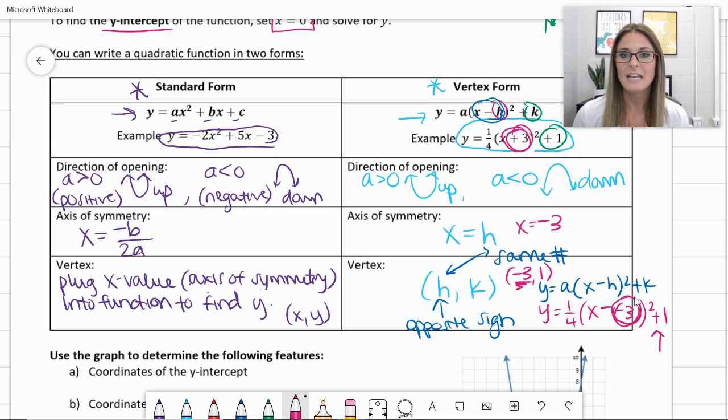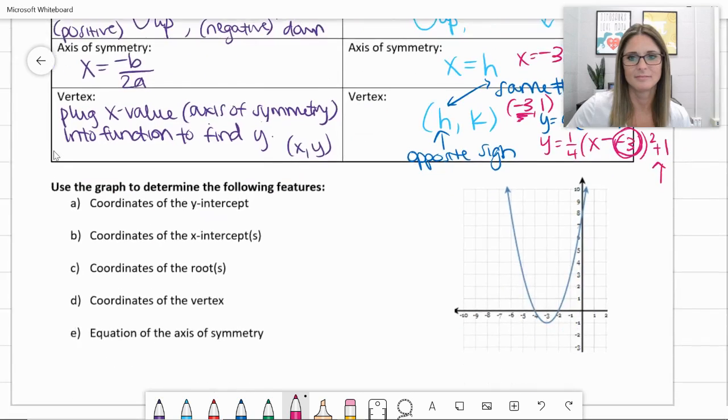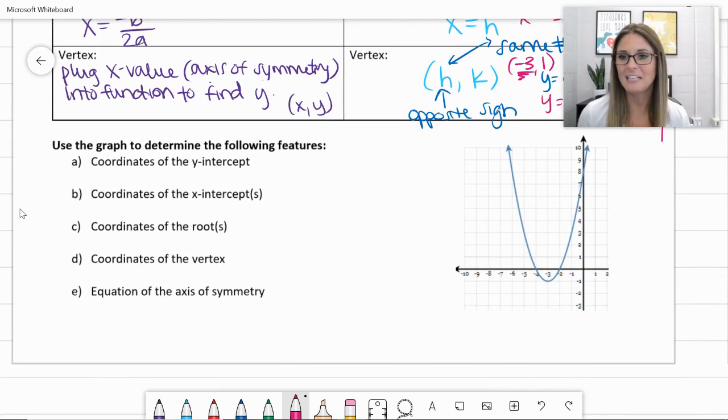Okay, so vertex form, like I said, vertex form gets its name because you find the vertex. You just pluck it right out. Now you change the sign on the h, but it's right there for you to snatch up. All right, let's look at an example. Pull it all together. Here we go.